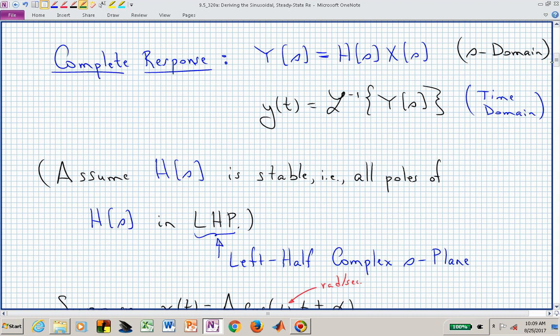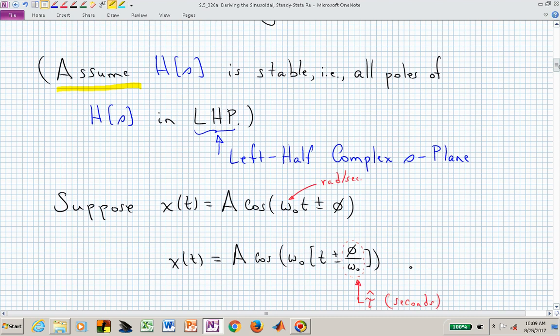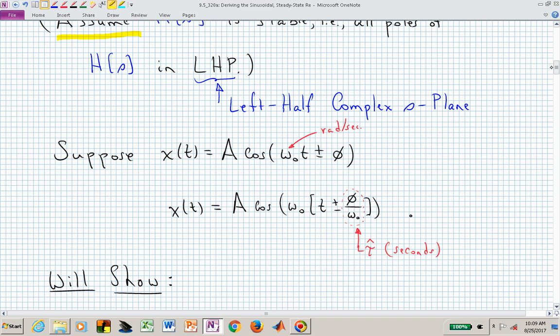So this is the key assumption, and the very first thing that you want to verify before you start applying this formula is to make sure that the poles of your transfer function H of S are all stable. Once we have that, now we're going to excite the system with a sinusoid, so now we're injecting a sinusoid with a frequency of omega naught. The input waveform has an amplitude of A, and it also has a phase shift of phi.